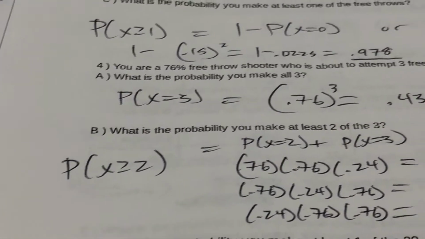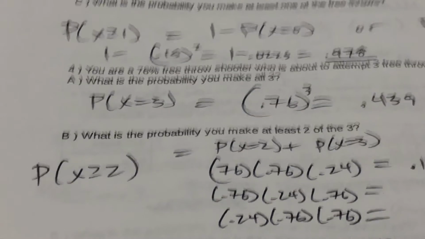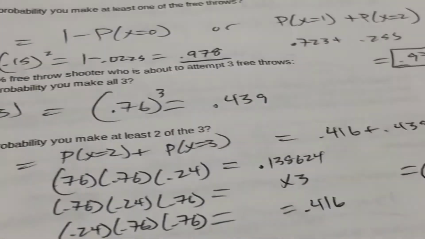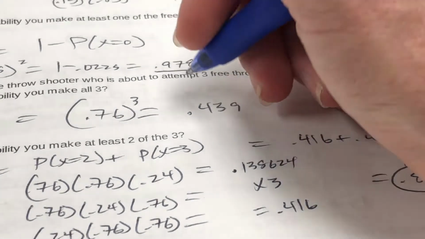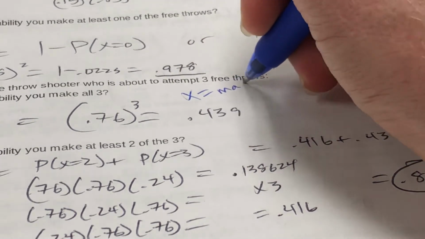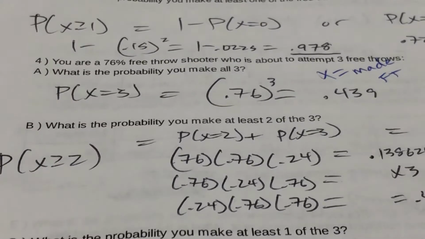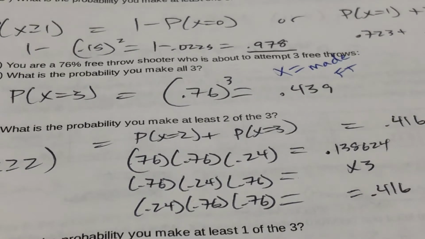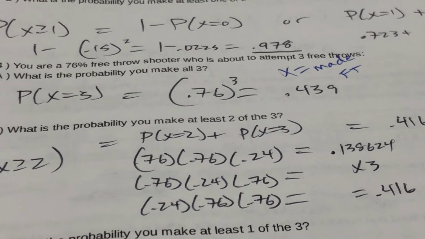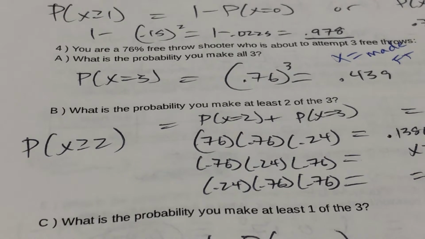That's how you get 0.975 as well. You're a 76% free throw shooter. You're going to shoot 3. So again, X is a made free throw. This is a new one. What's the probability you make them all 3? 0.76 to the third.